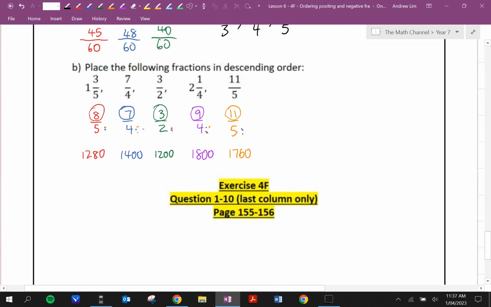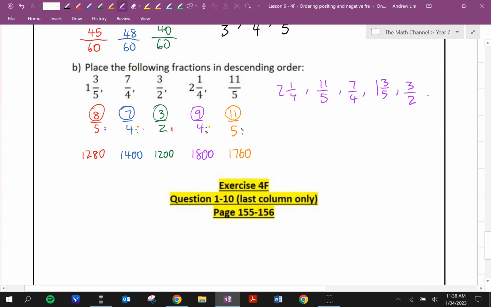So now we can write these in descending order, from biggest to smallest. The biggest one is 1800, which is 2 1/4. The next biggest is 1760, which is 11/5. The next biggest is 1400, which is 7/4. Next one is 1280, which is 1 3/5. And the smallest one is 1200, which is 3 1/2.